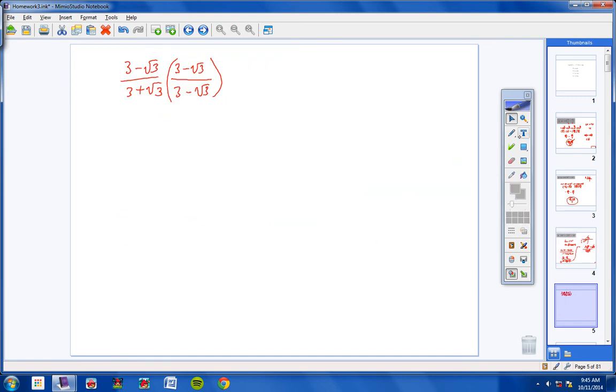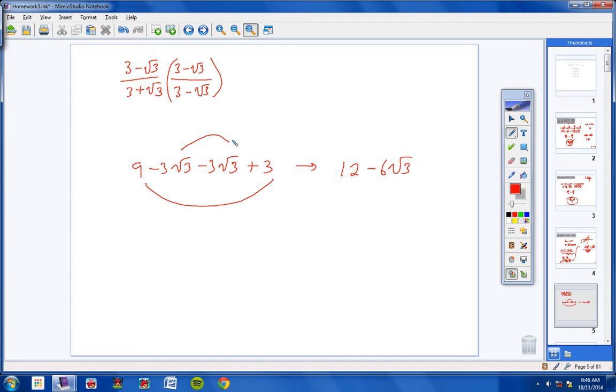And here we go. 3 times 3 is 9. 3 times negative square root of 3 is negative 3 square root of 3. Negative square root of 3 times 3 is negative 3 square root of 3. And negative times a negative is positive. Square root of 3 times square root of 3 is 3. So your entire numerator becomes 9 plus 3 is 12 minus 6 square root of 3. I put these two terms together and I put those two terms together.